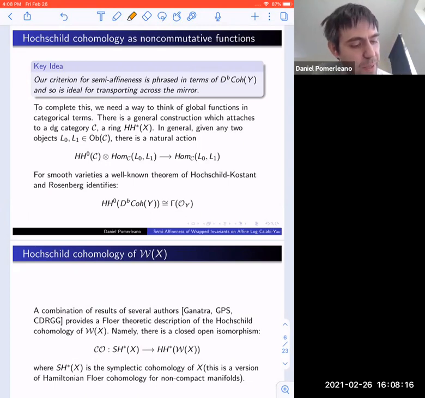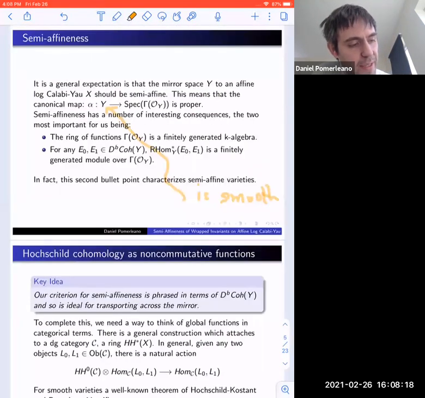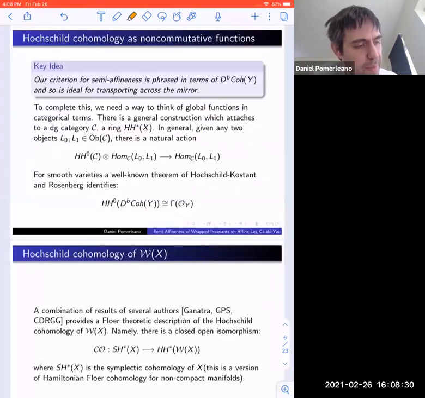This criterion is good because the second criterion is stated entirely in terms of the derived category, which is ideal for using homological mirror symmetry. So to think about this, we need a way to think about global functions categorically. There's a general construction which attaches to a DG category: it's Hochschild cohomology.